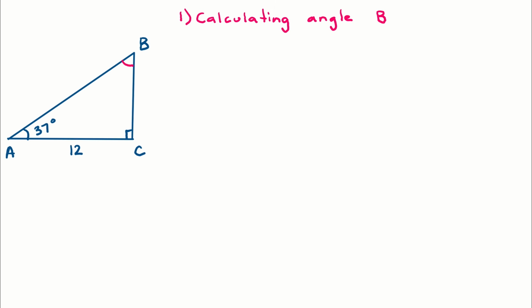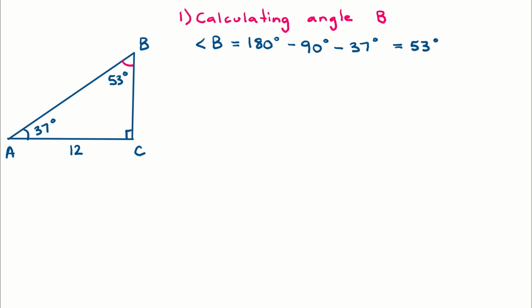Now remember, in any triangle, we know that all three angles have to add up to 180. So angle B has to be equal to 180 minus the 90 minus the other angle we have, which is 37. That means that angle B will be 53 degrees. Next, we can work on calculating one of our sides.